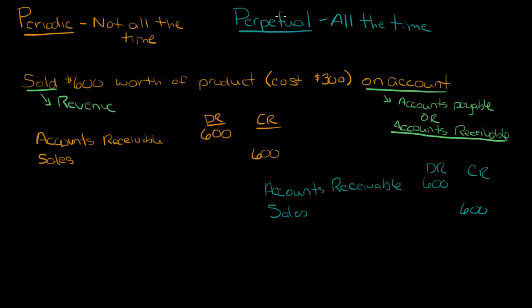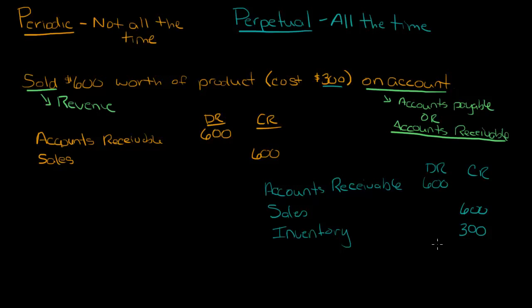But now because we are always tracking inventory all the time, we need to make an entry to adjust our inventory. My inventory is going down, because I sold product. My inventory is decreasing, so it's coming out of inventory. So I'm going to credit inventory. And how much? 300, because that's how much it cost. So I'm going to credit inventory 300.